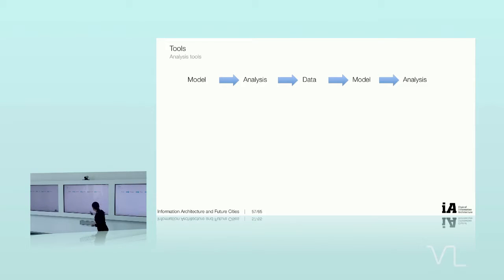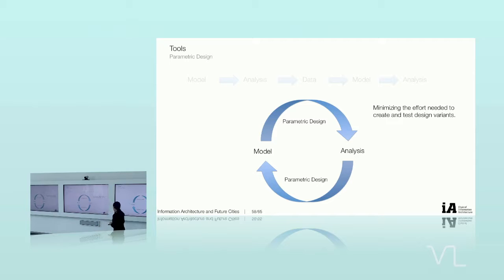And then this is actually the roadmap of these tools that I've shown you before. You have the model, you have the analysis, then the analysis gives you some data, but then you had to go back to the model and redo the analysis. Because this was not the most efficient way of doing the analysis or the simulations, the other tools, parametric design tools, arrived. The idea is to minimize the effort needed to create the test design variants. So you can just model, then analyze, then change, then iterate, then model, analyze, change, iterate, and then it can be parametric.